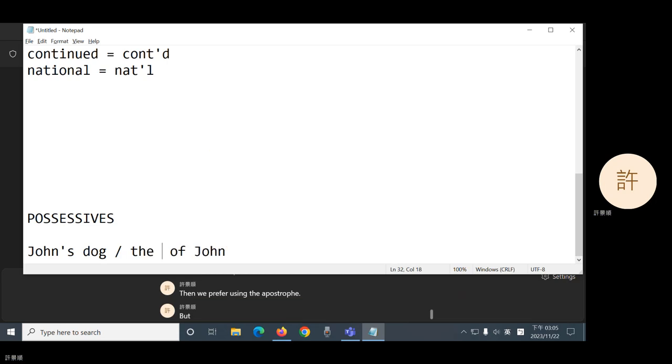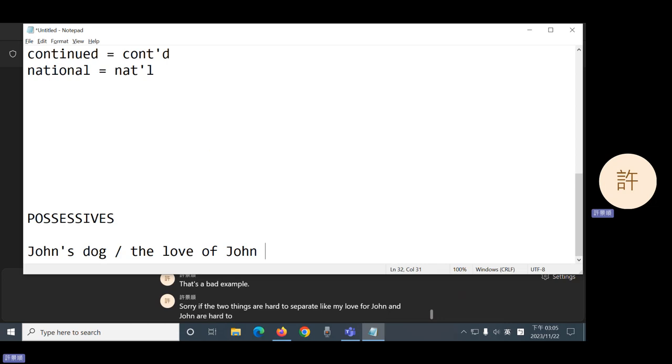But if the two things are hard to separate, that's a bad example, sorry. If the two things are hard to separate, like my love for John and John are hard to think about separately, then we prefer using of. This is not a strict rule. This is a principle. It's only when you really can't separate something that you must use of.